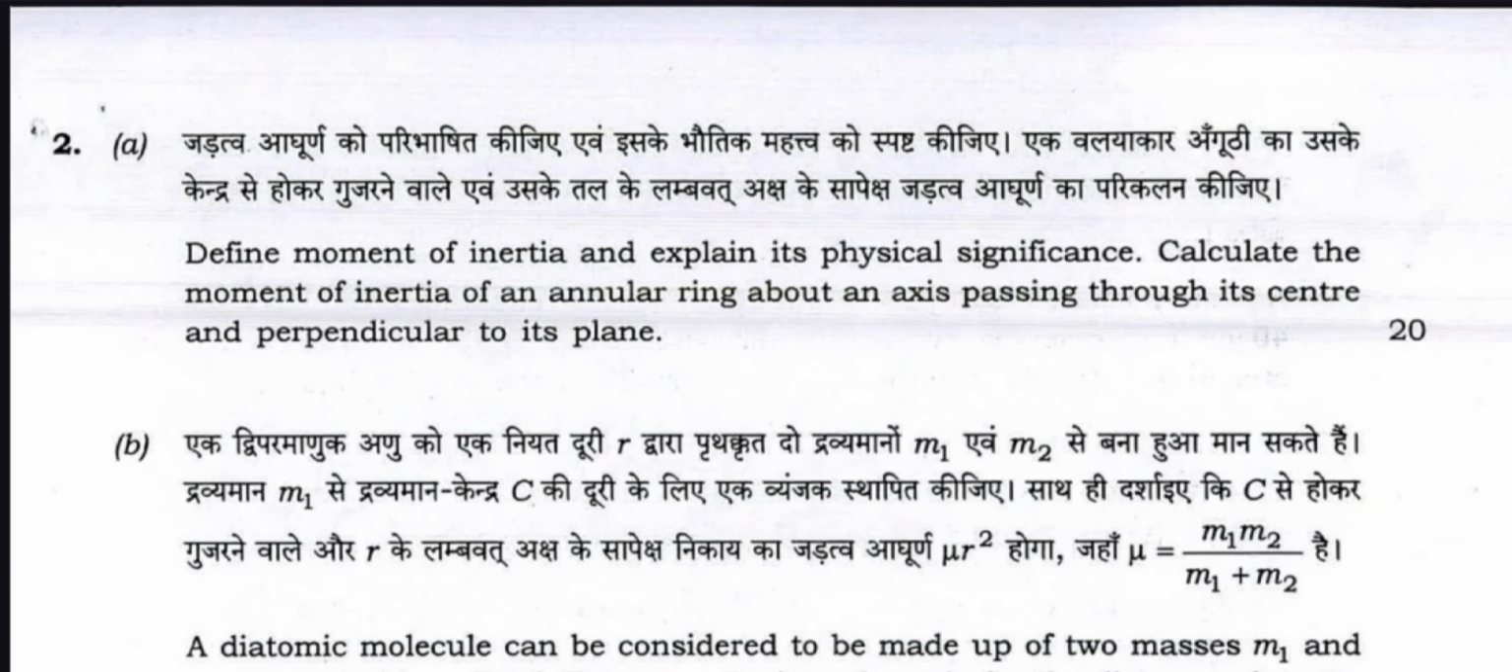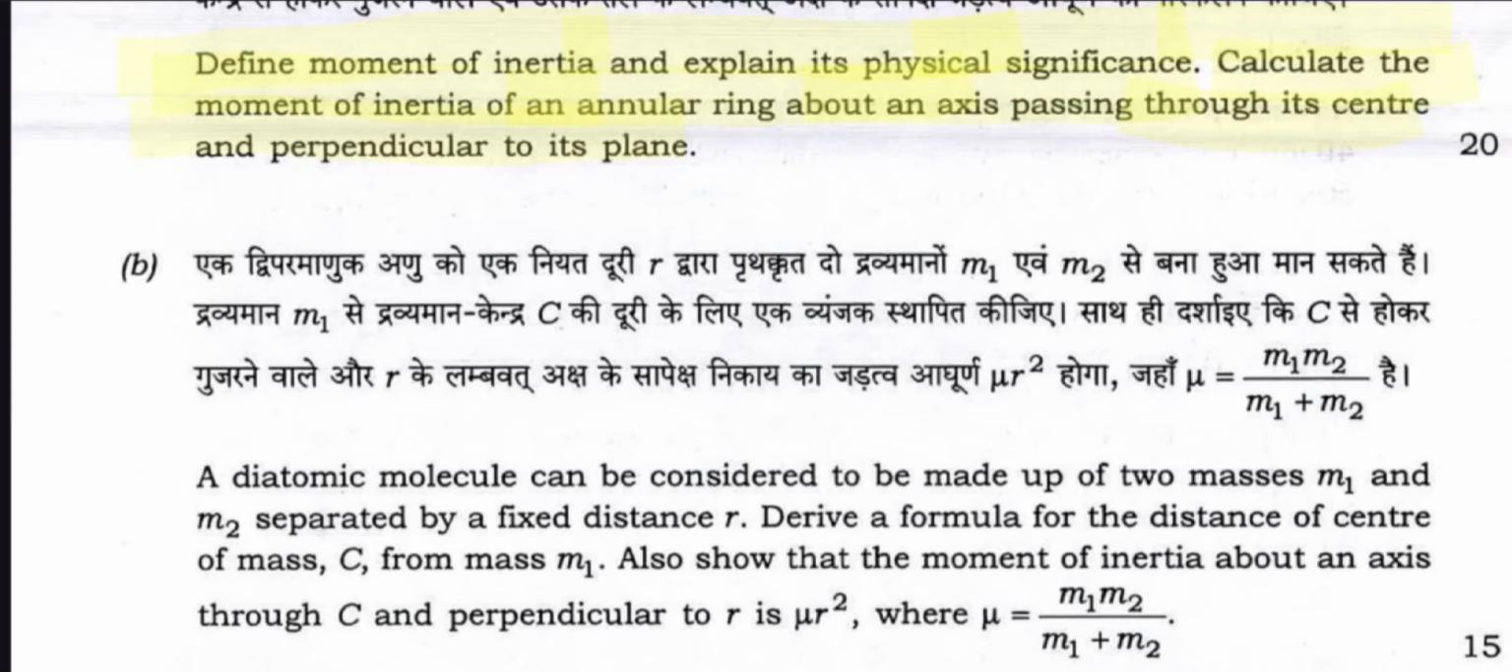Here 2. Define moment of inertia and explain its physical significance. Calculate the moment of inertia of an annular ring about an axis passing through its center and perpendicular to its plane. B is here, you see.